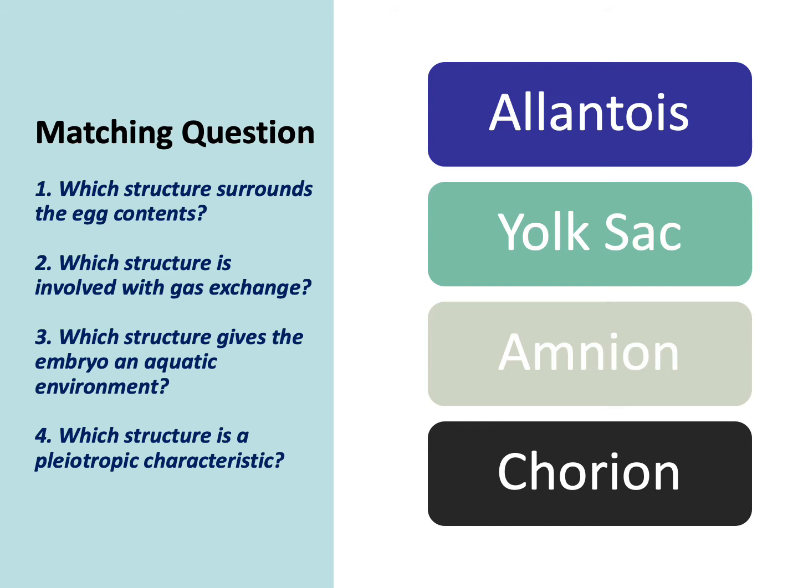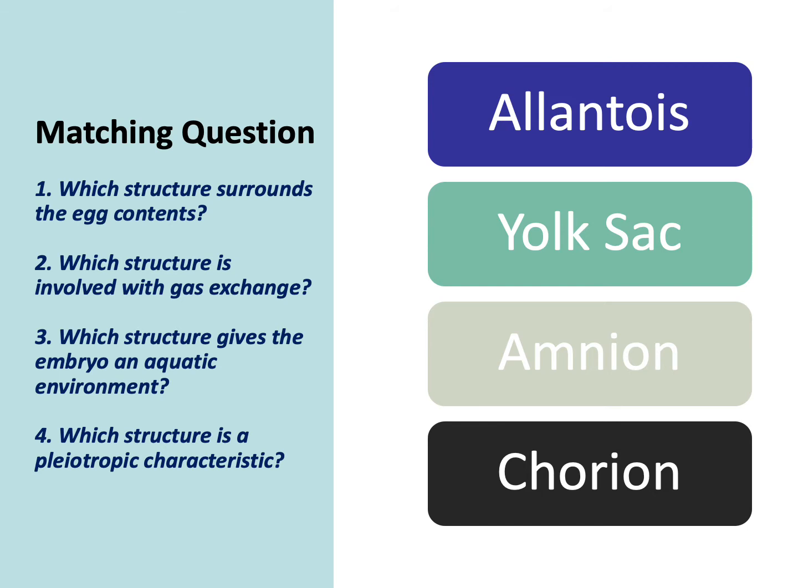Okay, let's see. Let's start with number 1. Which structure surrounds the egg contents? Well, there's a lot of things in the egg between the embryo and all those other sacs. What's the thing that surrounds them all? Well, that's going to be the chorion. So that one on the bottom there. So the chorion is the membrane that sort of encases everything else. All right? And it's not necessarily connected to the shell, the outer shell, although that does develop in time.